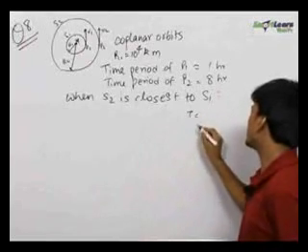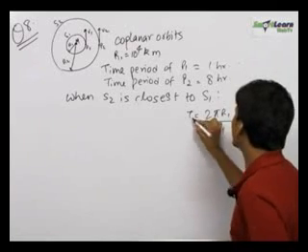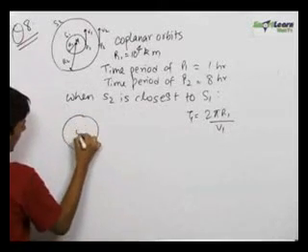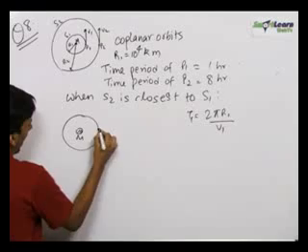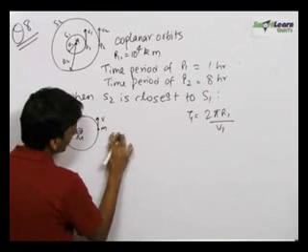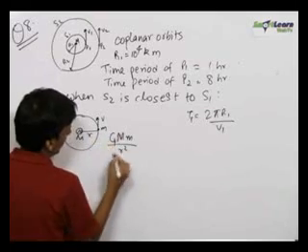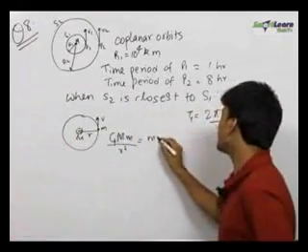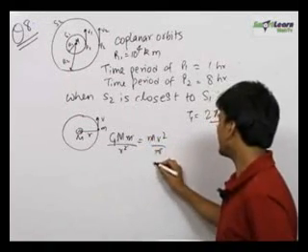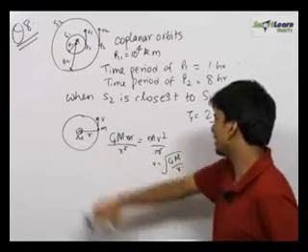We know that the time period is equal to 2 pi r1 upon v1. This is the time period for the first satellite. In general, time period is equal to 2 pi r upon v. Let us consider a planet of mass M and an object of mass m revolving around it with speed v. We can write GMm upon r square is equal to mv square upon r. Therefore, we get v is equal to root over GM upon r, where M is the mass of the central planet.